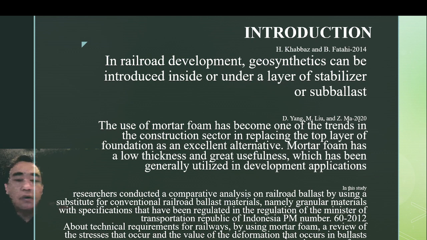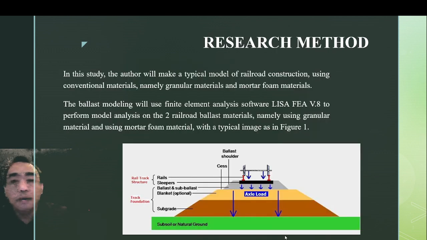For the research, we conducted a comparative analysis on railroad ballast, using a substitute for conventional railroad ballast material, which is granular material with specification. The technique is a review of the stresses and the value of deformation in ballast, granular material, and mortar foam material.